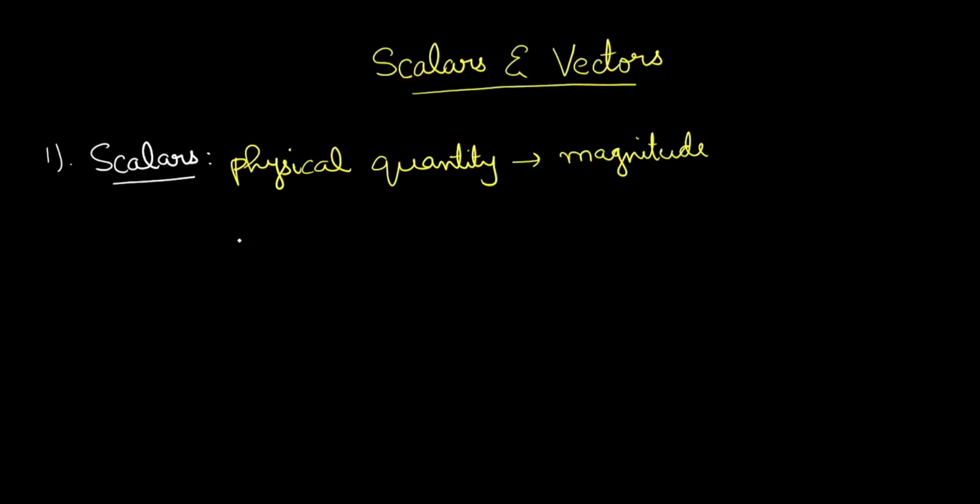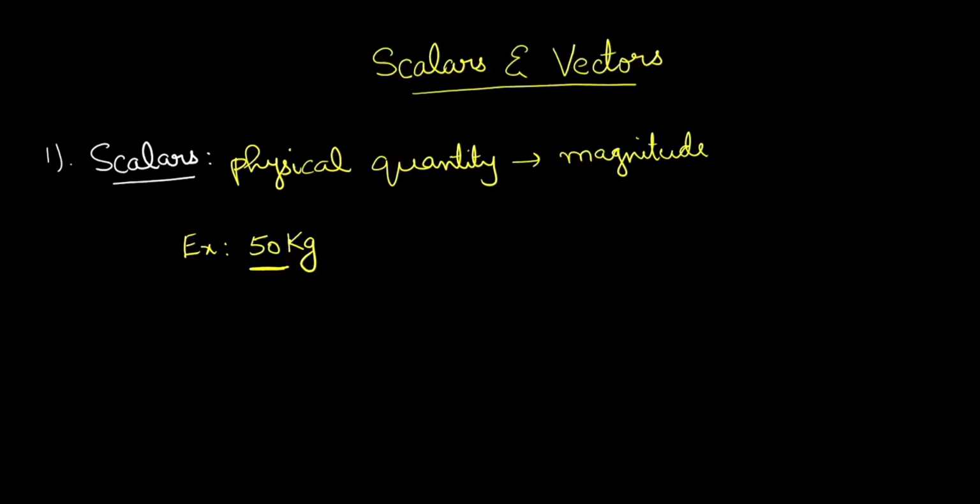Magnitude means, for example, if the mass of my body is 50 kg, the mass of my body is 50 kg. Here this 50 denotes the magnitude. Usually magnitude means the number or numerical value. So it has its complete meaning now for scalars.